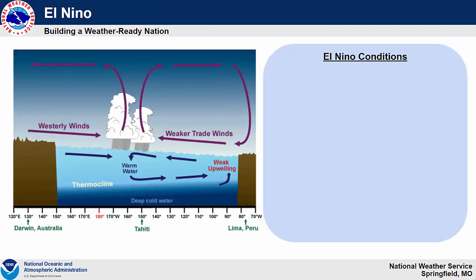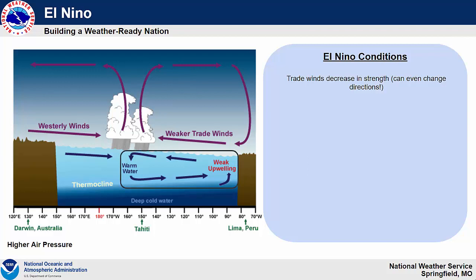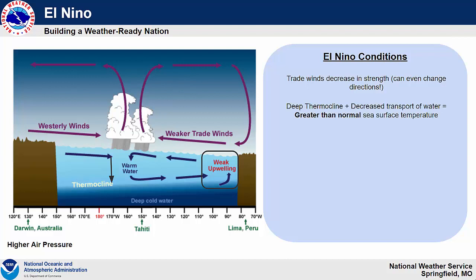However, when the air pressure patterns in the South Pacific reverse direction, meaning the air pressure is higher in Darwin, Australia compared to Tahiti, the trade winds will actually start to get weaker and can even reverse directions. So when this happens, the normal flow of water away from South America decreases, which allows for more ocean water to pile up off South America. Now the thermocline also gets pushed deeper, which in turn decreases the upwelling of that deep, cold water. So when you have a deeper thermocline and less water transport, the sea surface temperature will begin to increase and become greater than normal in the eastern Pacific. And this is called El Nino and is the warm phase of ENSO.